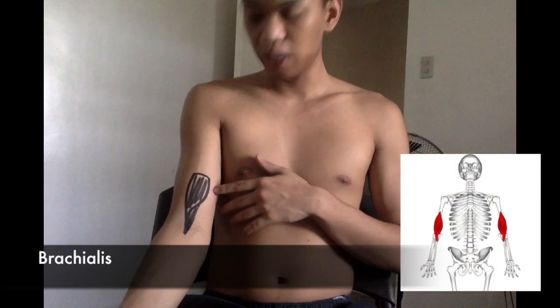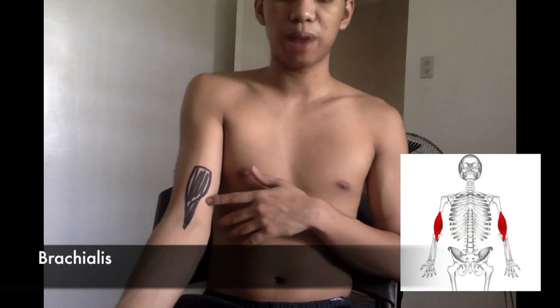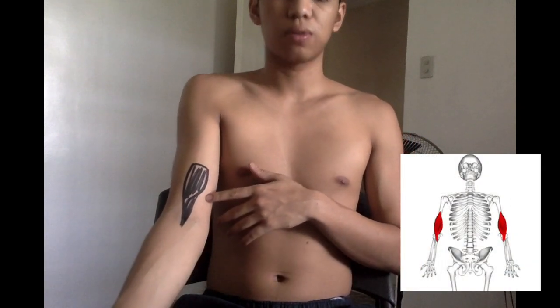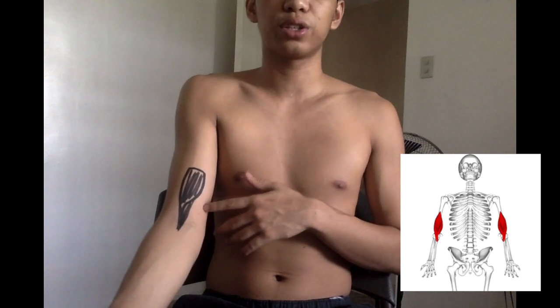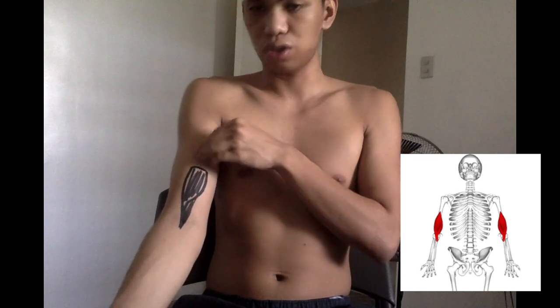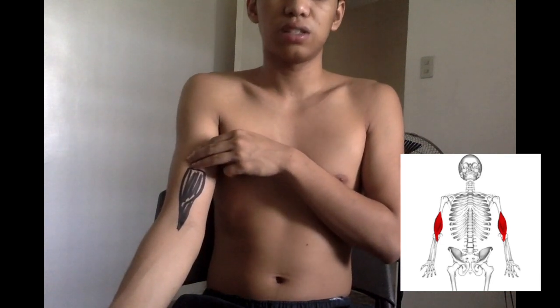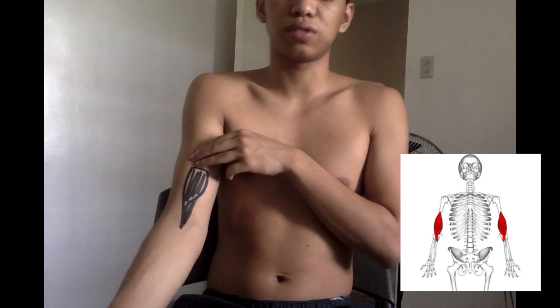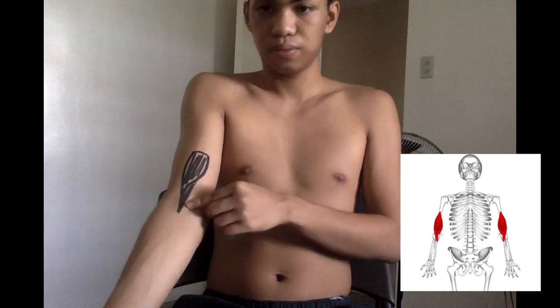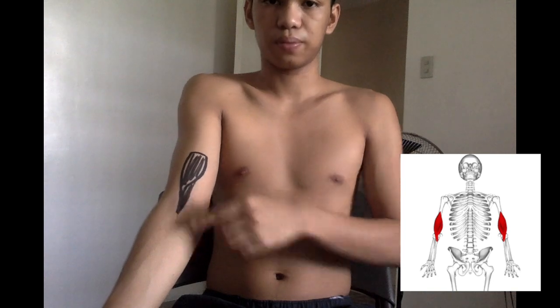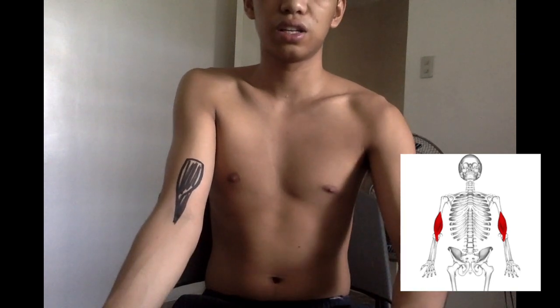This is the brachialis. It's located deep in the biceps brachii. Its origins in the distal half of the anterior surface of humerus. So, dito siya, humerus. And its insertion can be found in the coronoid process of the tuberosity of ulna. Dito, ulna. And its action is like this, elbow flexion.